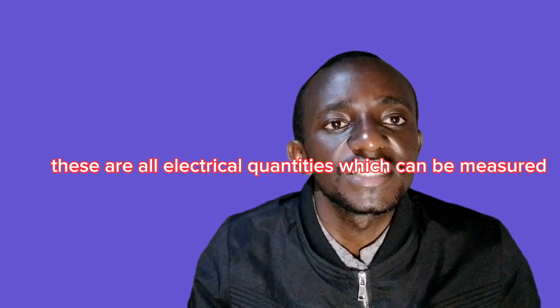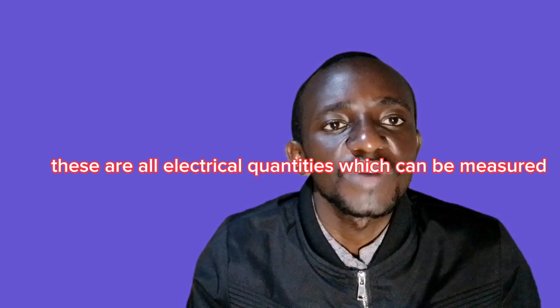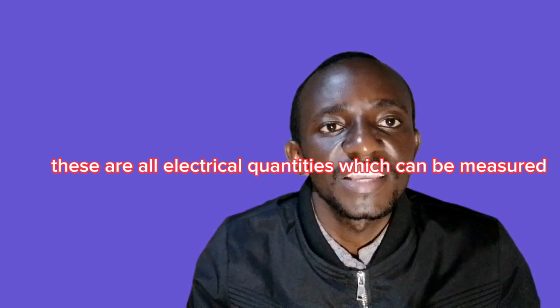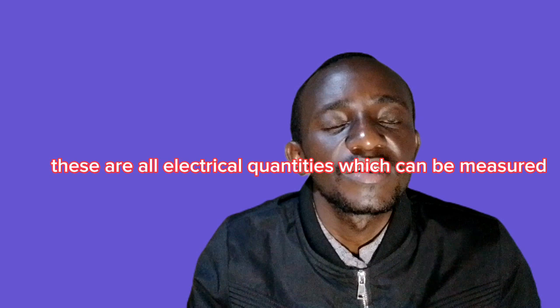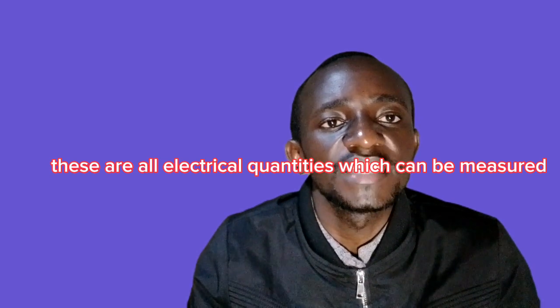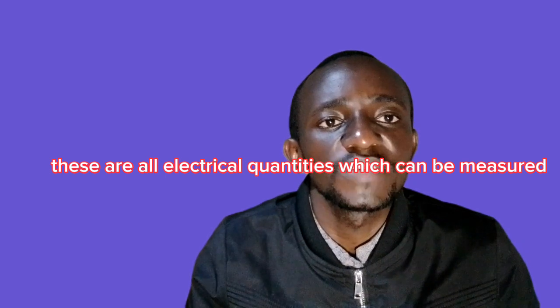All these terms that I have defined create what we call electrical quantities. Those are the things that we call electrical quantities. So we can only quantify electricity either through voltage or through current or through energy or through power. That's the only way to quantify electricity. And because they are quantities, they can be measured.